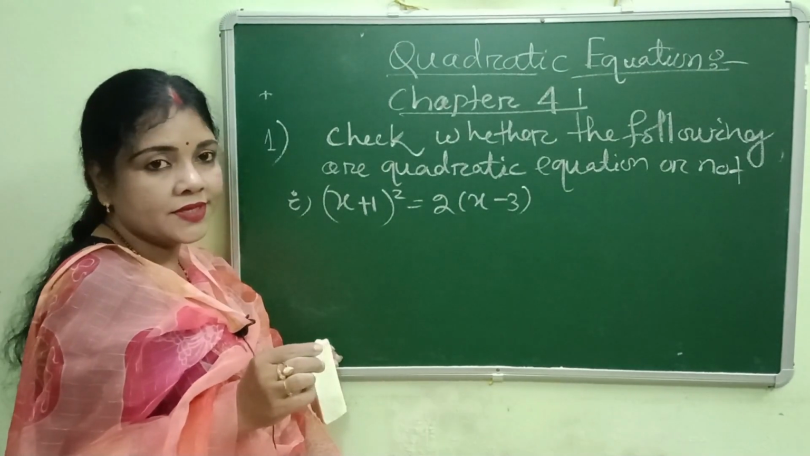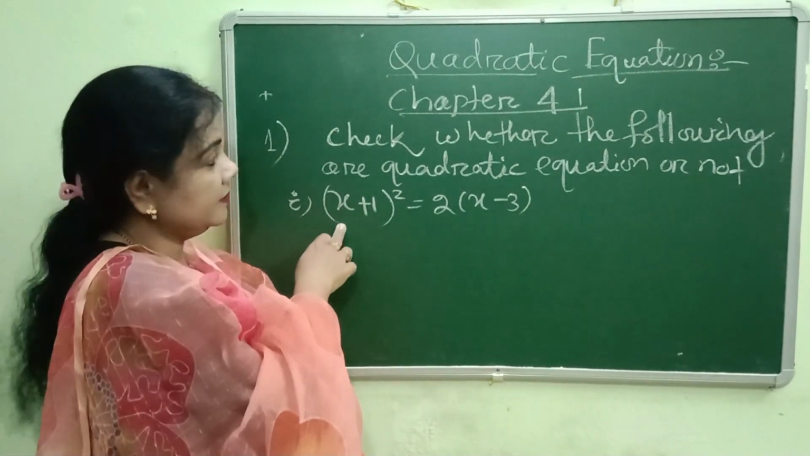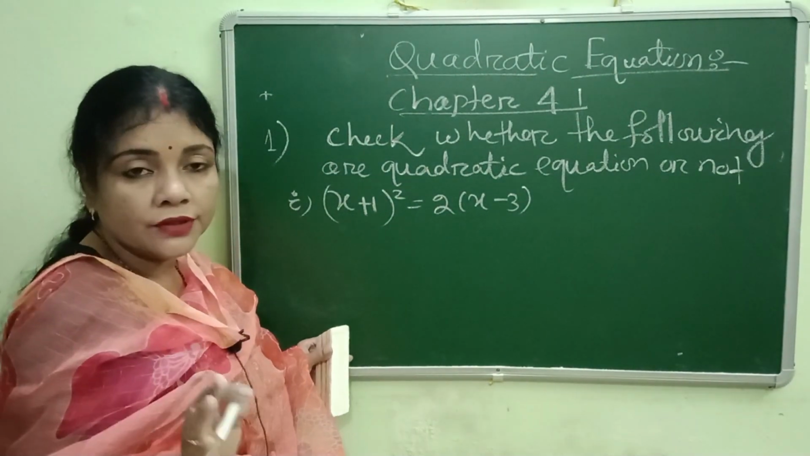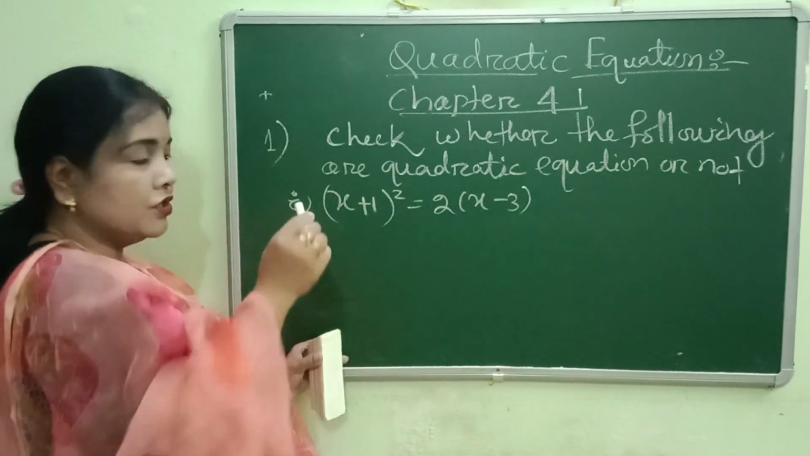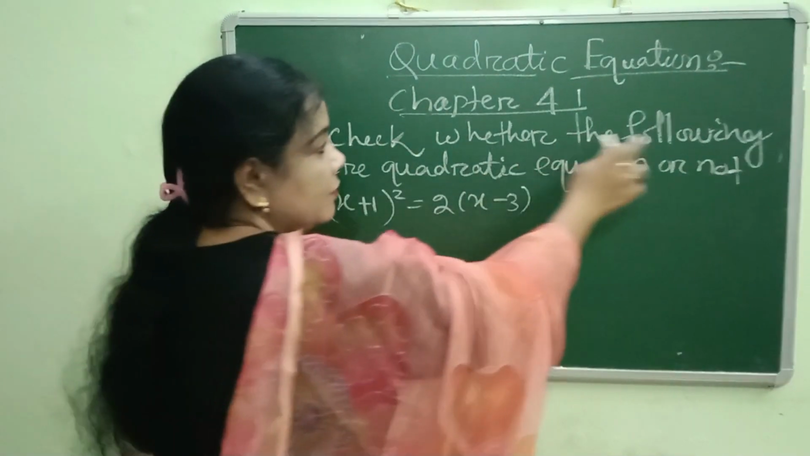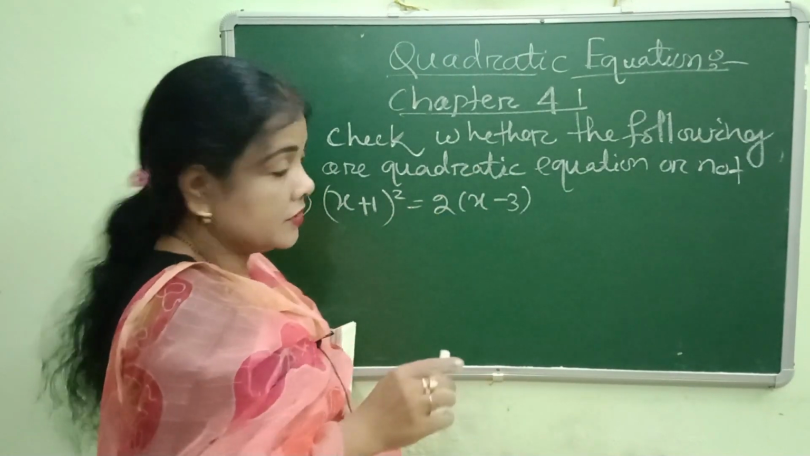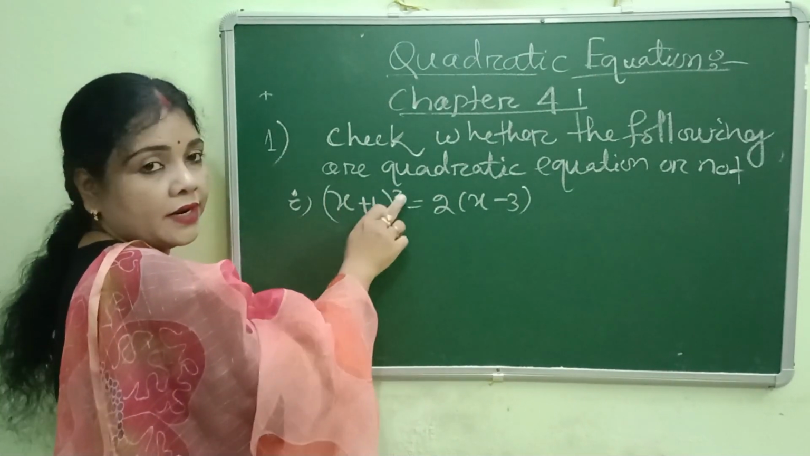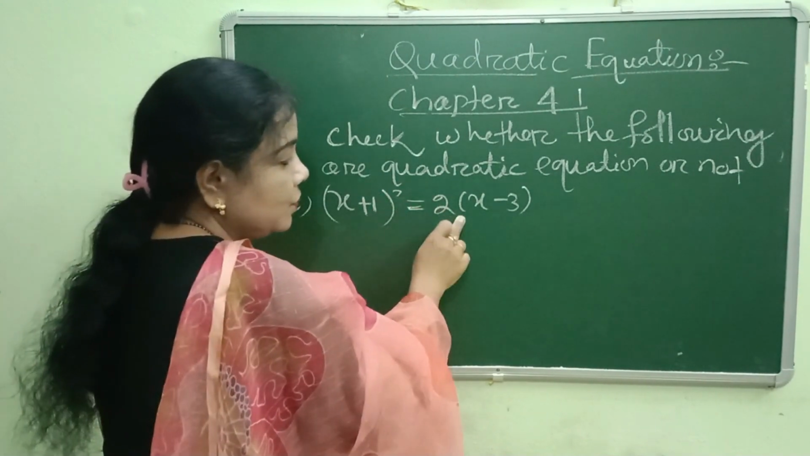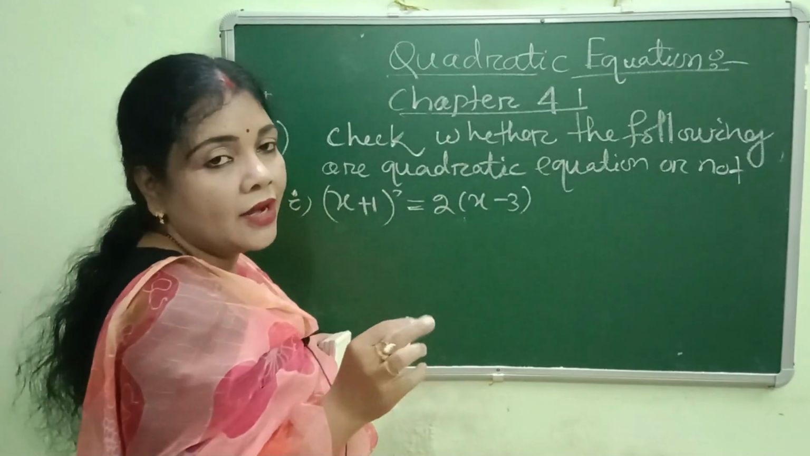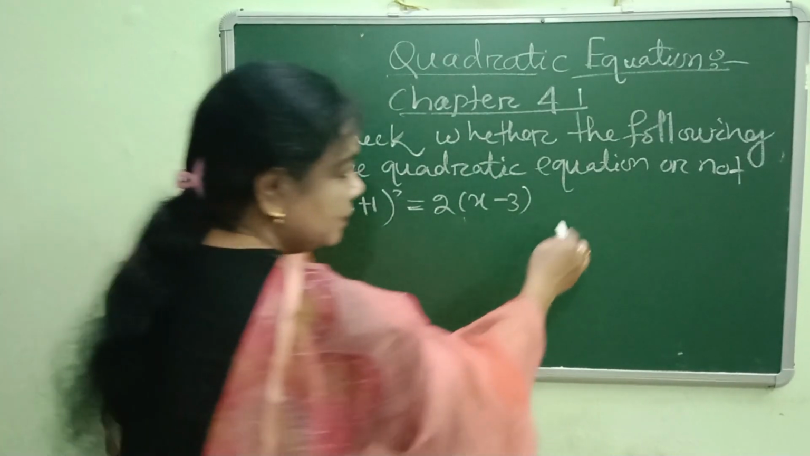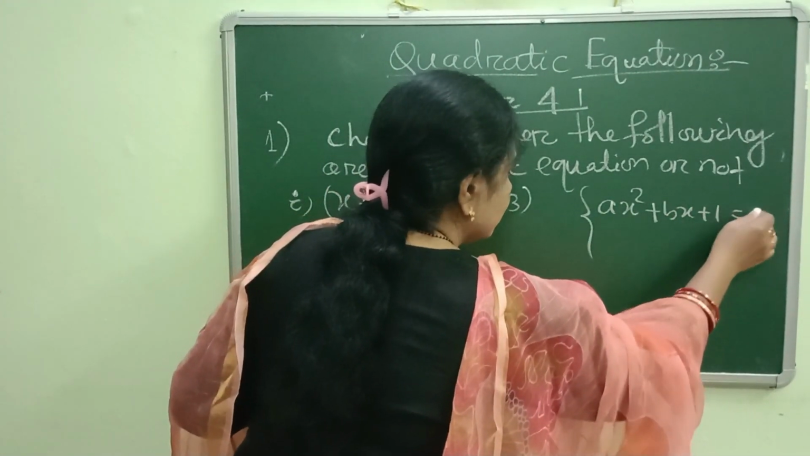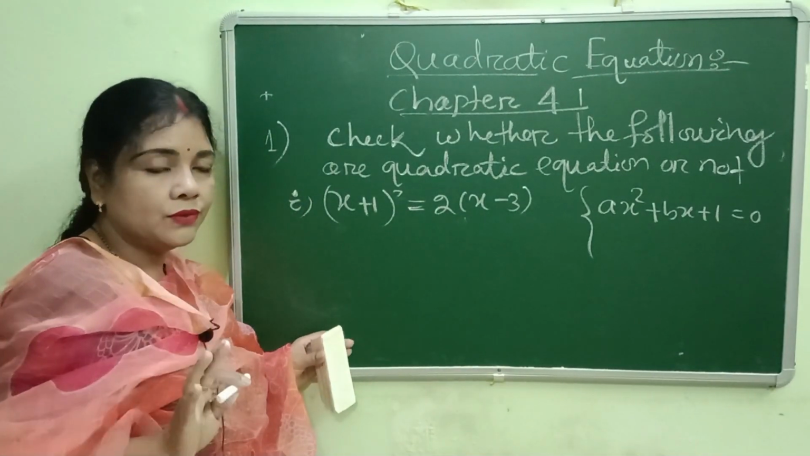Now let us solve this. It's given that this is from your chapter 4, Quadratic Equations, of the NCERT textbook. Question number 1: check whether the following are quadratic equations or not. The equation given is (x plus 1) whole square is equal to 2 times (x minus 3). How to solve this? We have to bring it to the standard form ax square plus bx plus c is equal to 0.